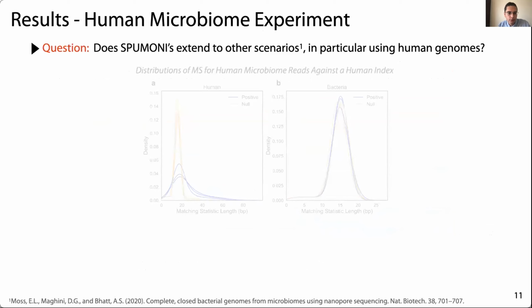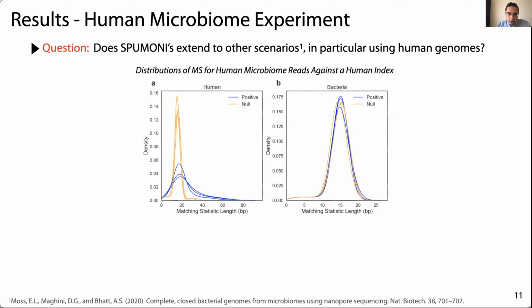Okay, so now transitioning to another result. Here we have the question, can SPUMONI extend to other scenarios, in particular when we're using human genomes? This is modeling a human microbiome experiment where you might want to study the microbiome reads and eject the human reads. So we built an index over 3 human genomes, and then we looked at the matching statistics for human and bacteria. For human, you can see that the positive distribution is stretching to the right because it's matching with the human index, but the bacteria reads aren't really matching, so the distributions aren't really diverging from each other.